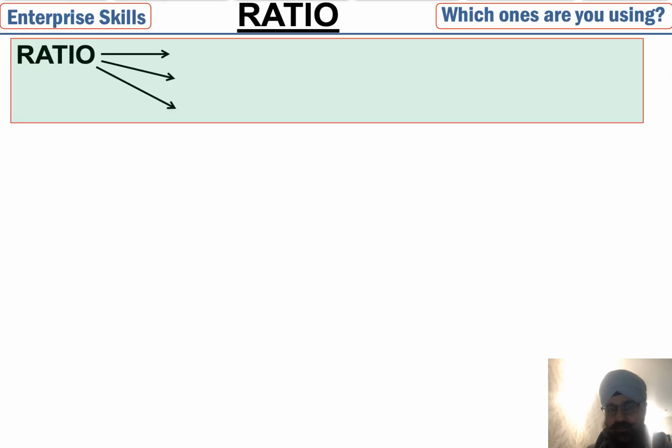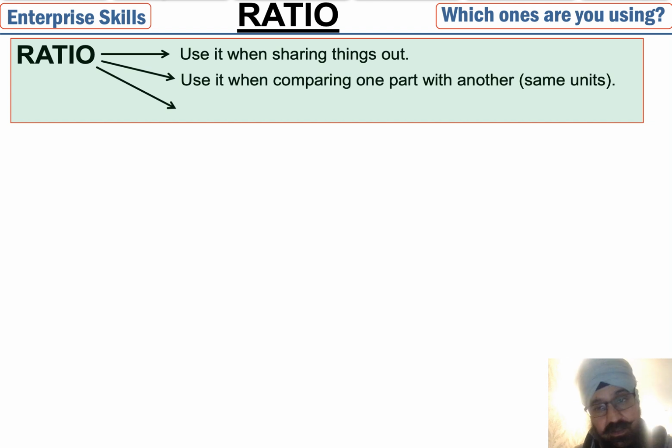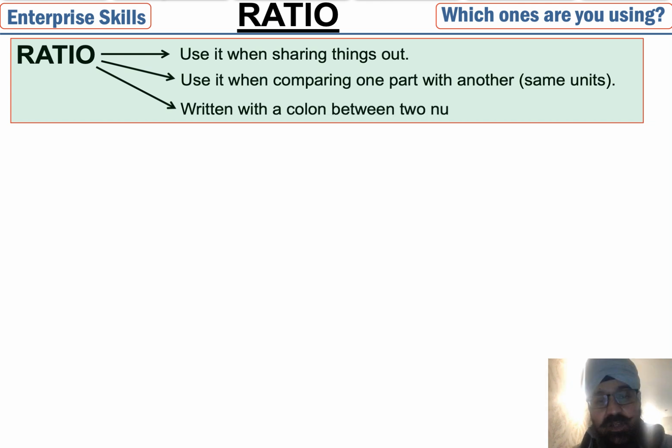So what is ratio? You can copy this in your book. Ratio is used when you share things out. It's used when comparing one part with another, so it will have the same units. It will become more clear when I do this later on. And it's written with a colon between two numbers. Example: 5 to 2, 3 to 1, 3 to 8.